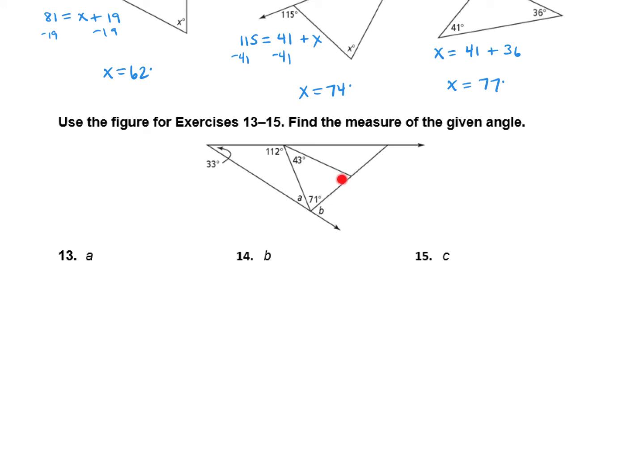So I notice angle C is inside this triangle, and we know angles 43 and 71. Remember, those angles will add up to 180 degrees. So if I have 180 and I just subtract out the 43 and the 71, that's going to leave me with angle C. So angle C is equal to 152 degrees.